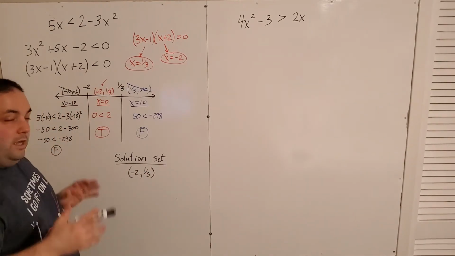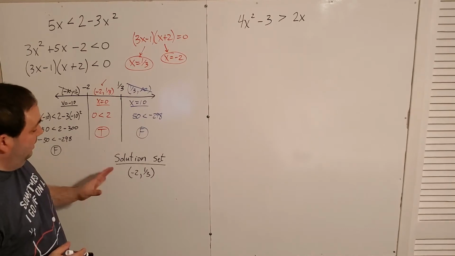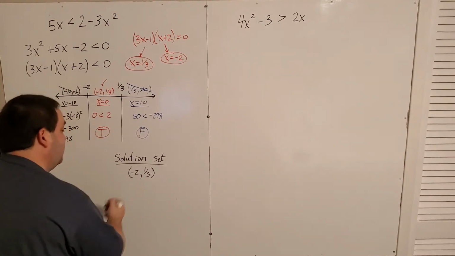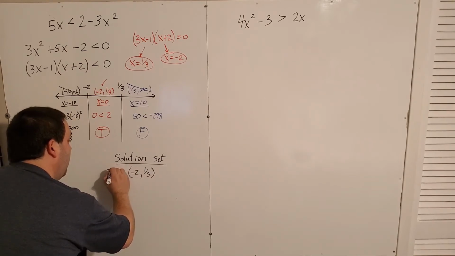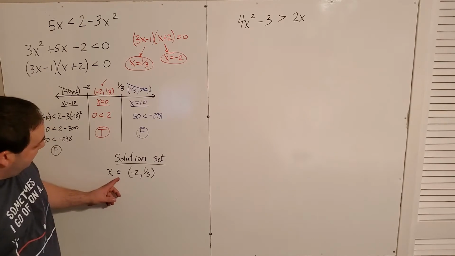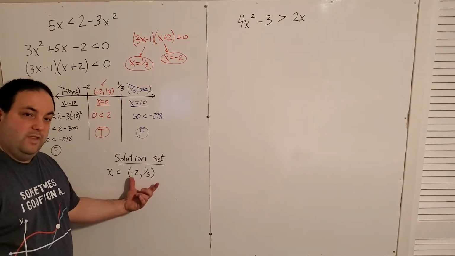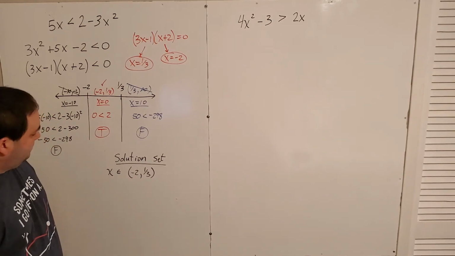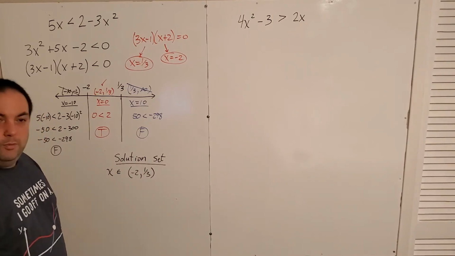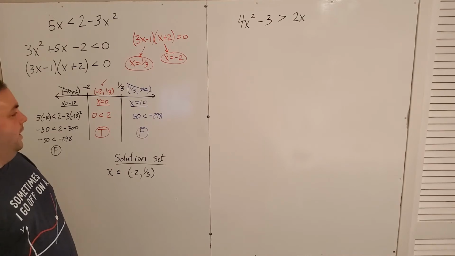Okay? Now if you want to get technical, and you want to write out a solution set in mathematical terms, sometimes you may also see this, x with a little e. And all that means is x is an element of this set of numbers, of this interval. Okay? Sometimes I throw it out there, sometimes not. It just depends on which program you're using and which instructor you have.